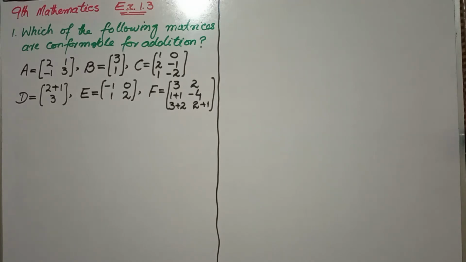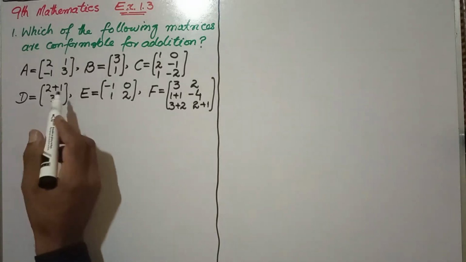In this lecture, we'll solve exercise 1.3. The first question is, which of the following matrices are conformable for addition? We know that two matrices A and B are conformable for addition if they have the same order. That is, both matrices have the same number of rows and the same number of columns.